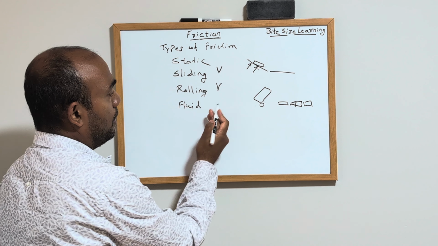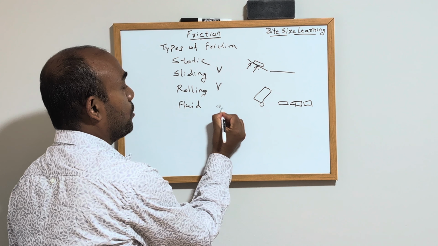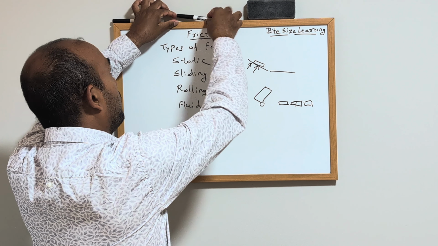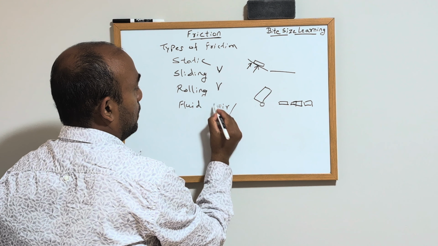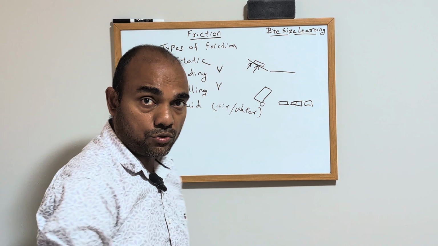Now, fluid friction. This is related to air and water. So let's say you have any fluid, and it depends on the surface area also.